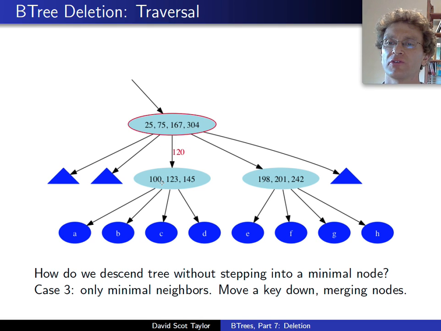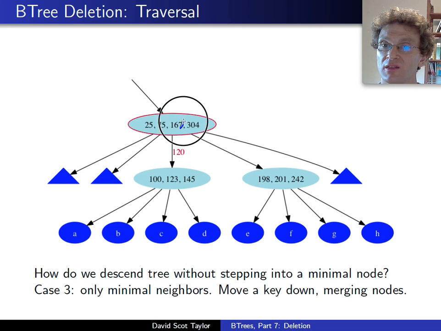So our third case is going to be, look, I want to step into this node. It's minimal in size, but so are both of its siblings. Well, in this case, what we're going to do is, I grab a sibling, and I'm going to combine this node with its minimal sibling. And I know that I can do that because I know this node's minimal, meaning it has t minus 1 keys. This node over here is minimal. It has t minus 1 keys. I'm allowed to have up to 2t minus 1 keys.